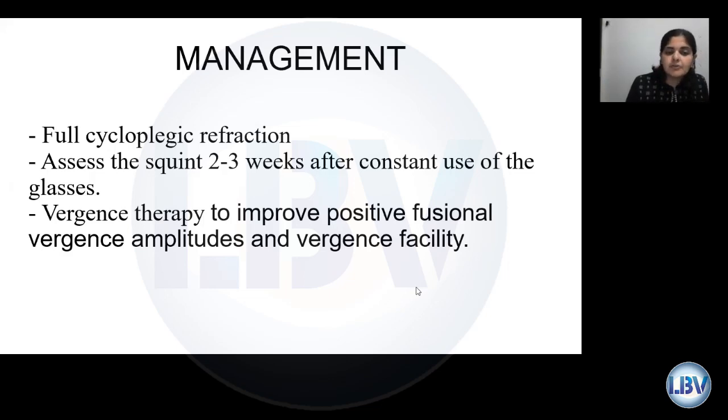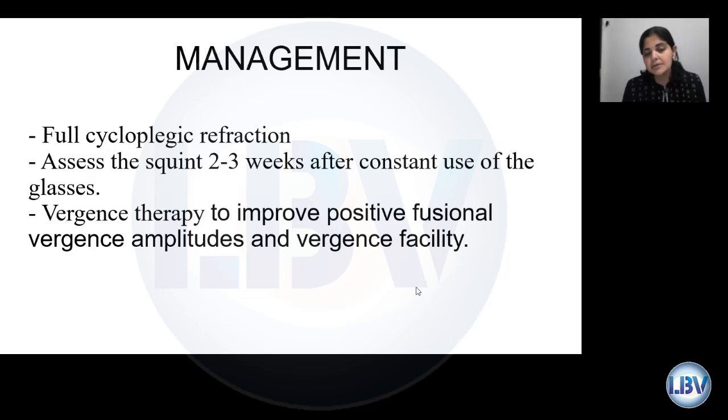So mainly for intermittent exotropias, the first treatment option should be to give a full correction for whatever refractive error that we get. Then we assess the squint again after the kid has used the glasses for a few weeks. Once we assess the squint again, depending on the variation, if it is still intermittent, then we just go in for vision therapy. There is no need to prescribe prisms. There is no need for going in for surgery when it comes to intermittent exotropia.